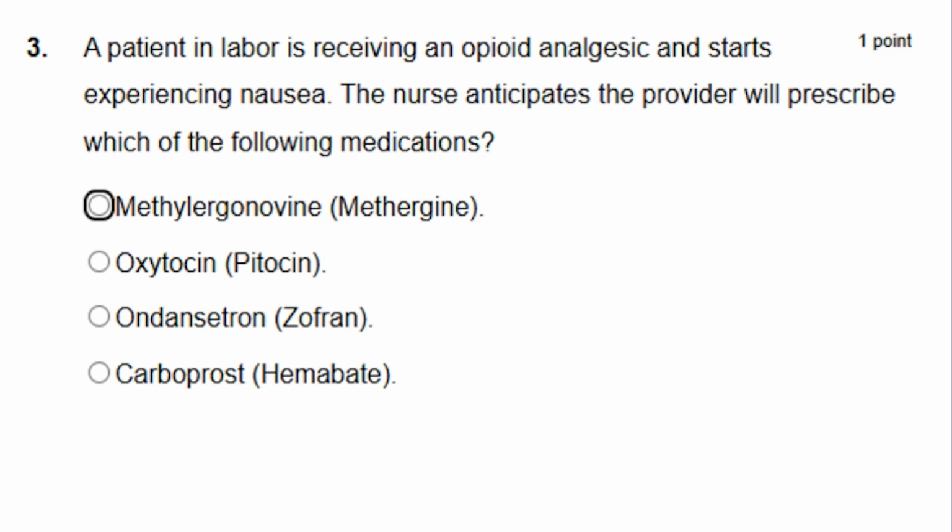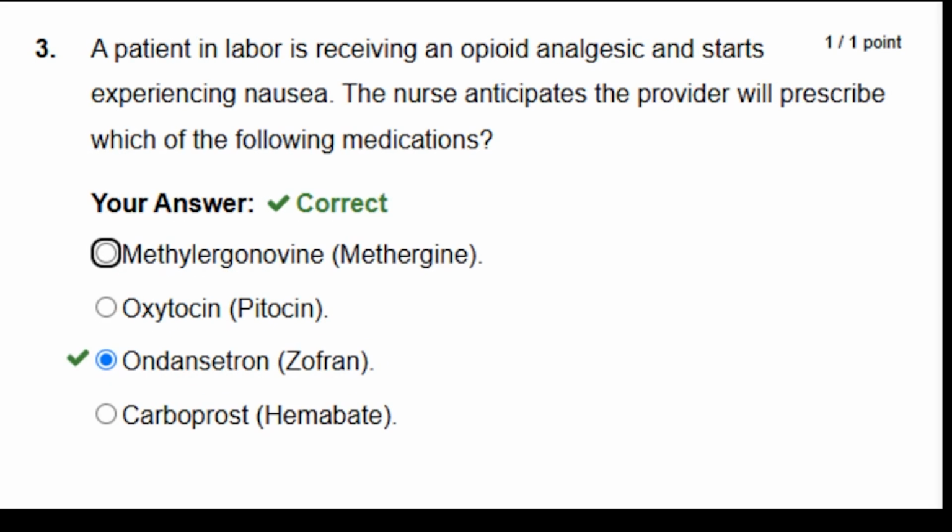A patient in labor is receiving an opioid analgesic and starts experiencing nausea. The nurse anticipates the provider will prescribe which of the following medications? What's your answer? Methylergonovine, oxytocin, ondansetron, or carboprost? The answer for that is ondansetron.